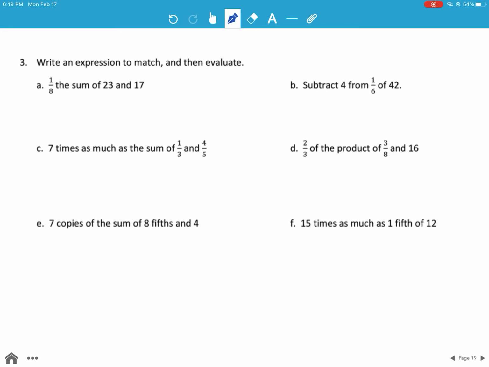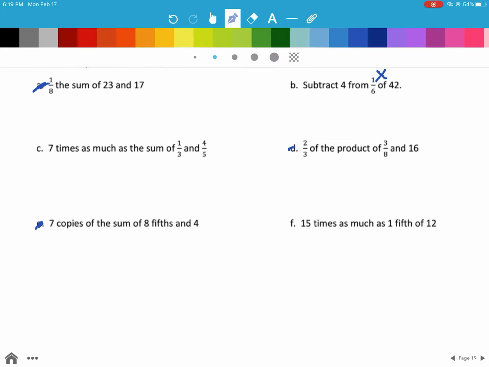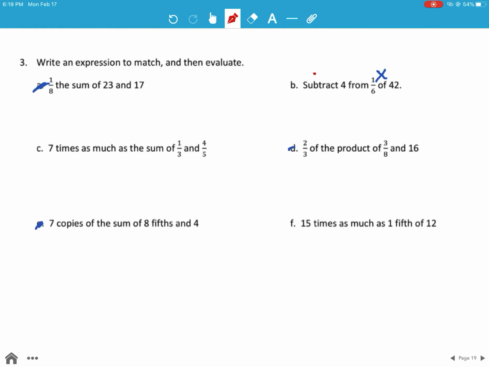All right. Write an expression to match the, and then evaluate. Well, you have 8, so I'm going to do, those are for homework, so I'm going to do B, C, F. Subtract 4 from 1/6 of 42. All right. Don't forget the "of" equals multiply, and then we have a subtraction. It even says that, so I'm going to put the subtraction last. And it says then evaluate, so that means we're going to solve it afterwards.